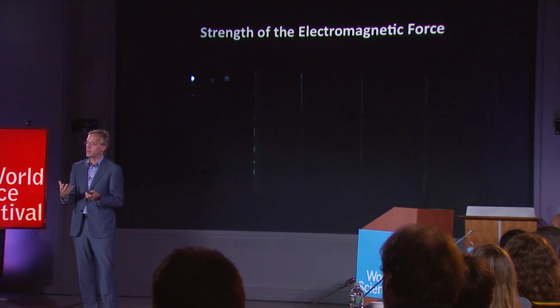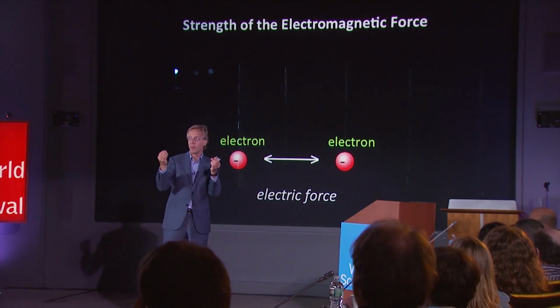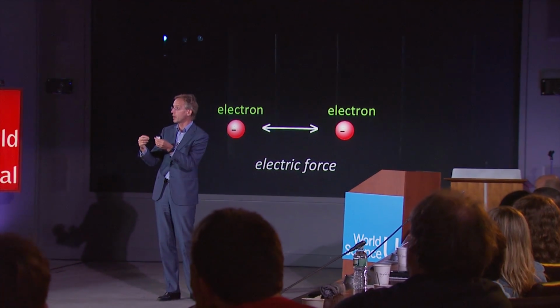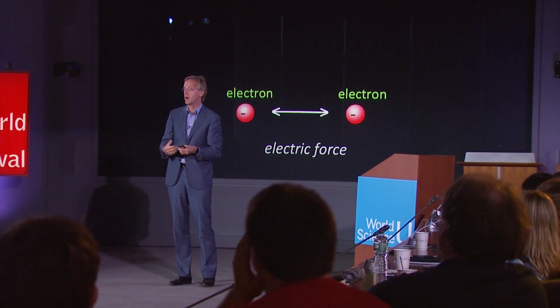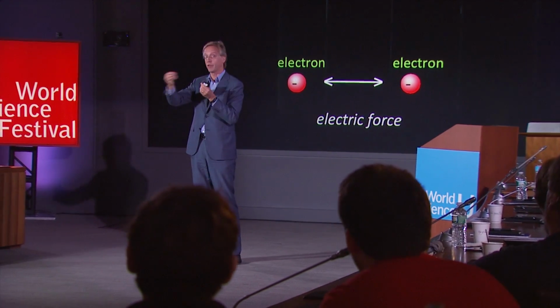So think about electromagnetism and think about the strength of electromagnetism. Take two electrons and measure the force between them. Well, it goes as 1 over r squared. There's a good reason for that. In modern parlance, you would say that's because we have a massless particle, a photon, mediating the force.